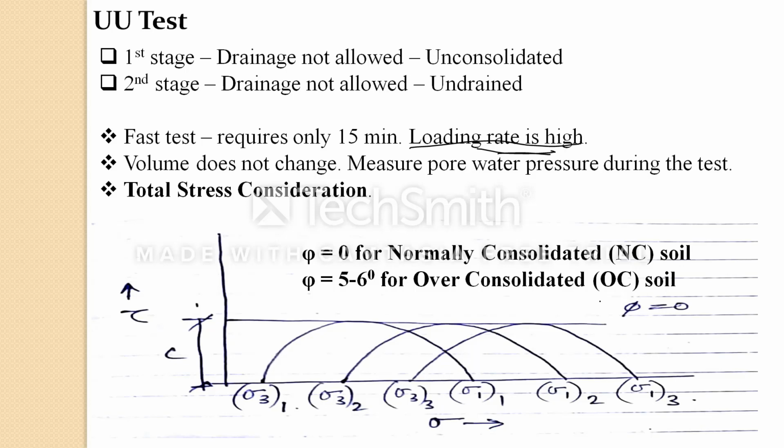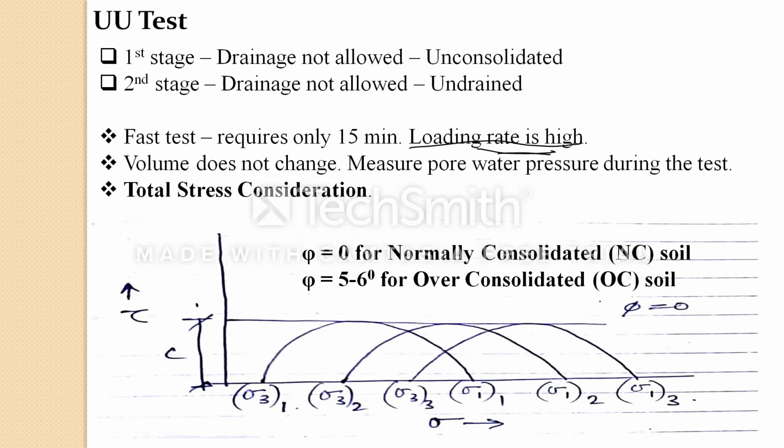For over consolidated soil, the phi value can be 5 to 6 degrees. So whether this particular soil sample is clay, cohesive, or cohesionless, the C and phi value does not depend on that particular soil sample. It depends on the test conditions as well as the drainage conditions. So, in this UU test, always for NC type of soil, the phi value should be equal to 0. For over-consolidated soil, the phi value can be maximum up to 5 to 6 degrees. Now, what is normally consolidated soil and what is over-consolidated soil? There is no time to discuss it in this lecture, but we are going to discuss it in the next few lectures, in the next video.